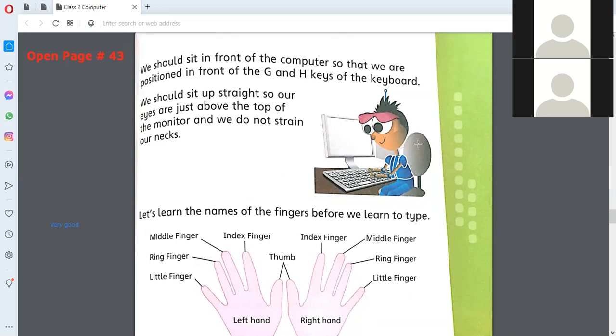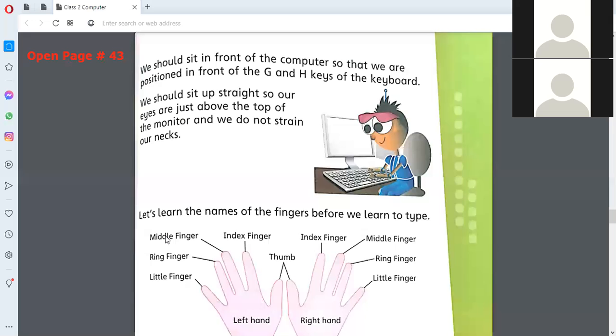Ayan, excellent. So four students, Ayan, Adam, Ayman and Saud, told us about the spellings of right hand and left hand. That's good. All four students did a great job.